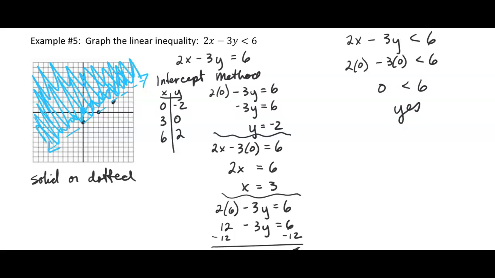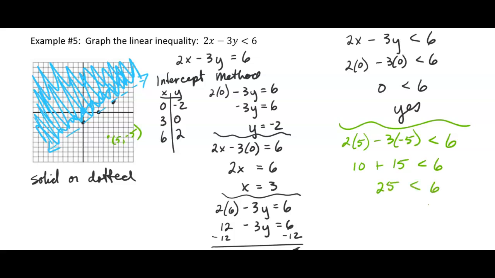And you could have picked another point. Just to show you, what if I had picked the point (5, -5)? Well, I could put it in: 2 times 5 minus 3 times negative 5, and it is not going to be true. I'm going to have 10 plus 15 is less than 6. No, 25 is not less than 6, so no. So I knew that point wasn't going to work because it's not in the shaded area. But you don't know when you're picking the point if your point's going to work or not. If it works, shade that side of the line. If it doesn't work, shade the other side of the line.